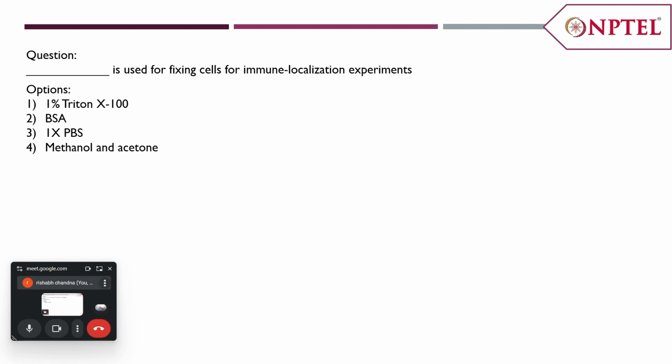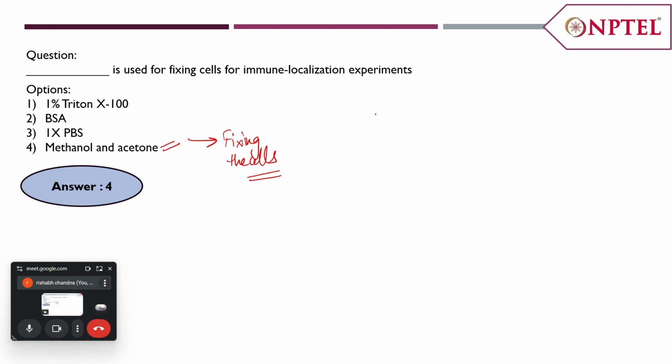Dash is used for fixing cells for immunolocalization experiments. The options are 1% Triton X-100, BSA, 1x PBS, methanol, and acetone. What can be the correct answer? So here the correct answer is option number 4, methanol and acetone. This is basically widely used for fixing the cells.